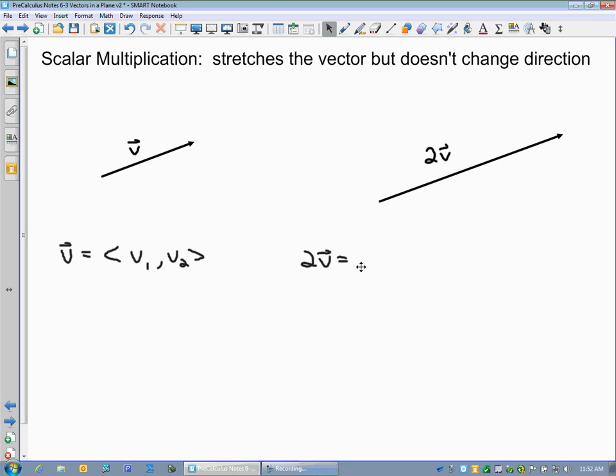Algebraically, I can write this as 2 times vector v, and when it's in component form, you can distribute the 2, so the vector is going to be 2v1, 2v2. So again, scalar multiplication just stretches the vector, it does not change the direction.